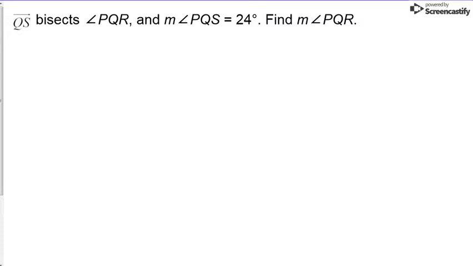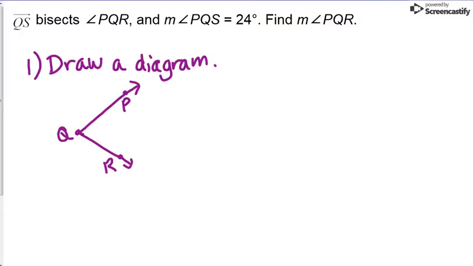All right, and then our last problem for today, it says ray QS bisects angle PQR, and the measure of angle PQS is equal to 24 degrees. Find the measure of angle PQR. Well, there's no picture here, so I'm going to have to draw my own. First, draw a diagram. I've got angle PQR, and now ray QS bisects it. That means QS is going to come out this way and cut that angle in half. That's the word bisect. So here I have my ray QS.